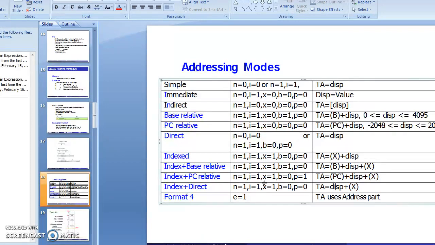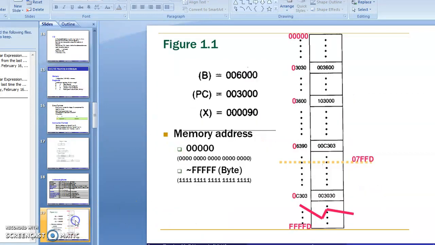What are they? Immediate, indirect, base relative, PC relative, direct, indexed, index plus base relative, index plus PC relative, then index plus direct, then format code. Everything is called as this. This is the memory calculation. That the value will be what is the address, then program counter address, then content value will be address.